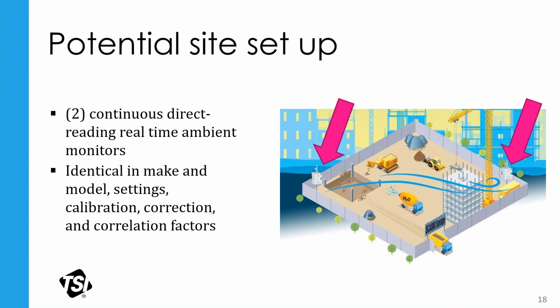So here I just have a potential basic site setup. We may just have 2 monitors here, one that we set on the corner of the property, one on the other corner. Maybe we have some prevailing winds going from east to west. But we have 2 units, they're exactly the same: similar model, settings, calibration, all those correction factors are identical. And if we have that system in place that can do that differential, we know, hey, this is our dust, this is our mess, this is not from an outside source.